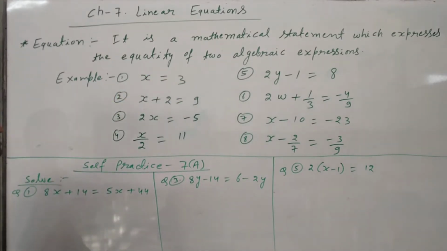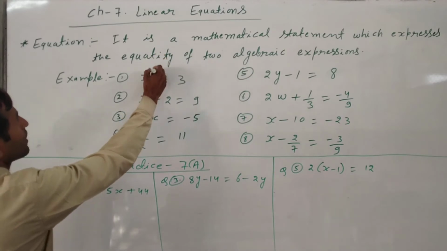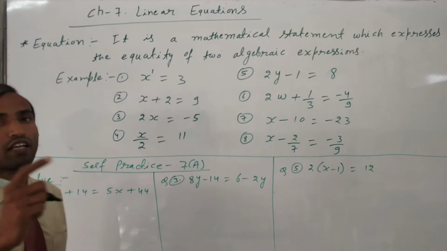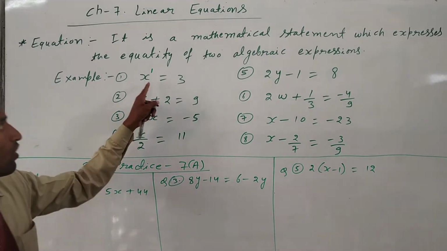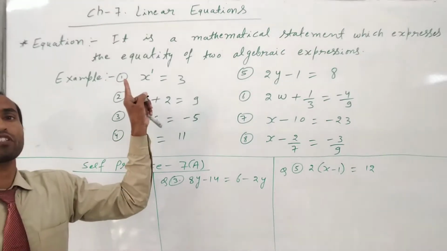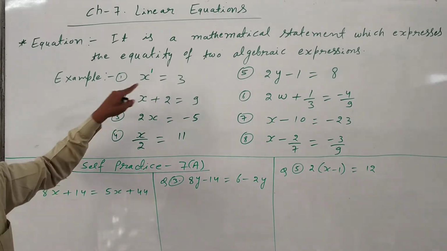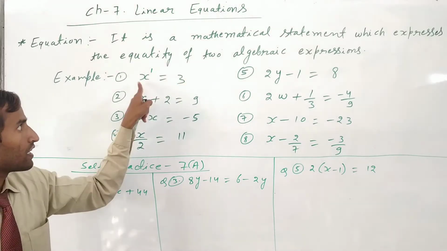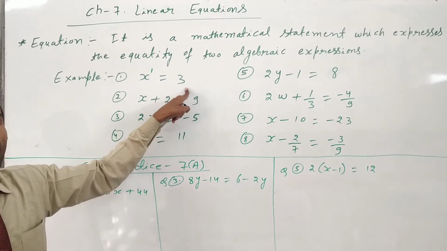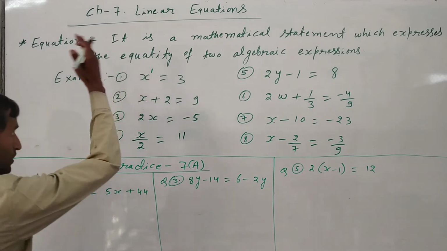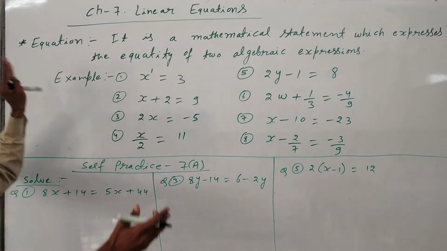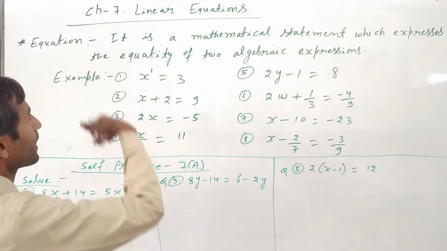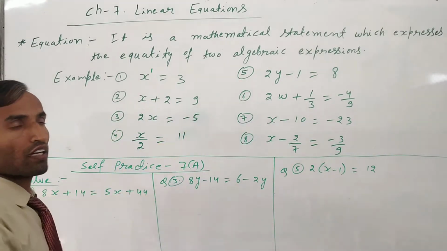Linear means that if any algebraic expression has highest power, that is degree, 1, it is called a linear equation or linear expression. It is called an equation because the equality sign is given. This part is the LHS and this part is the RHS. The left hand side is called LHS, and the right hand side is called RHS.